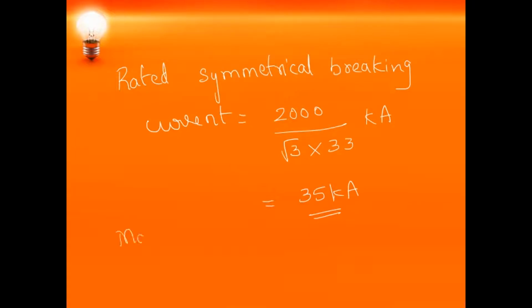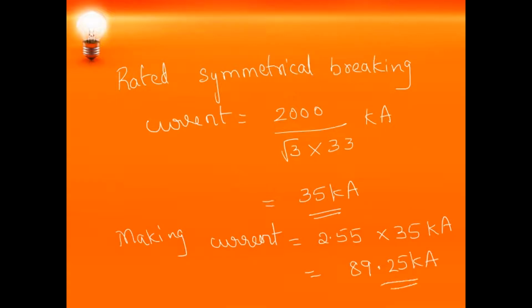So what is the making current? Making current is equal to 2.55 into the rated symmetrical current, that is 35 kiloamps, which comes to around 89.25 kiloamps. So this is the making current of the circuit breaker.